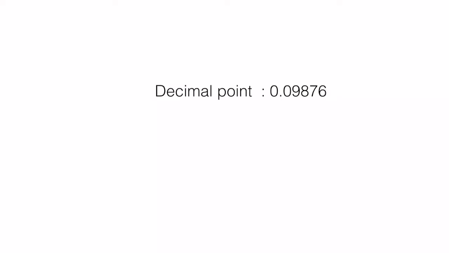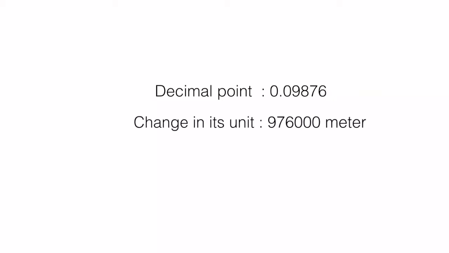Suppose a number includes a decimal point in it, 0.09876, then what will be the significant figures in this case? What if there is a change in unit of a number, for example from kilometer, if you are considering distance in meter, that is 976000 meter, then how many significant figures are included in this number?